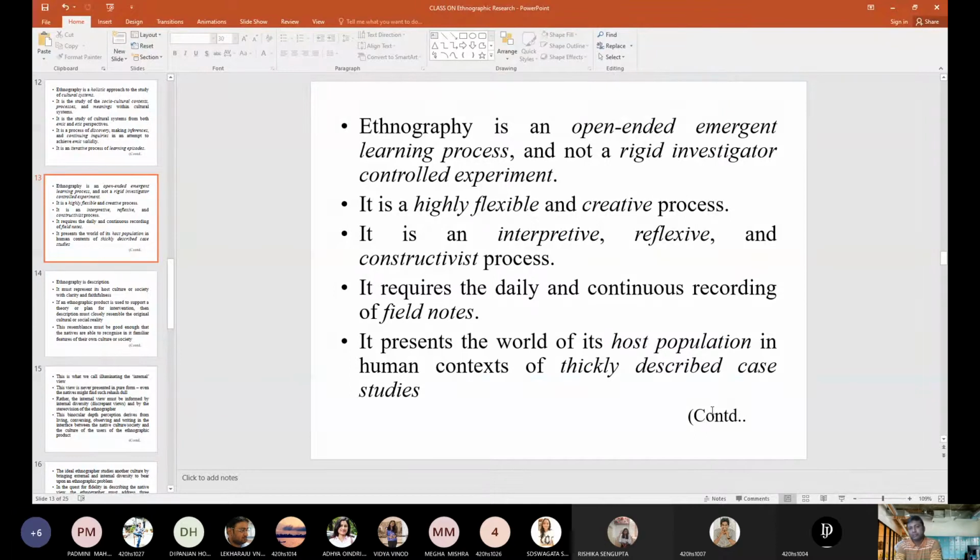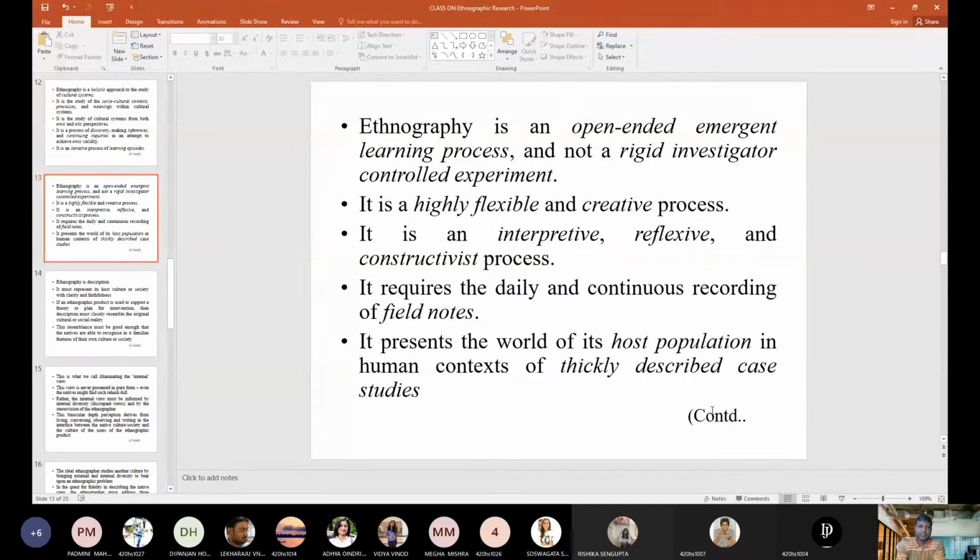So let's look into this: ethnography is an open-ended, emergent learning process and not a rigid, investigator-controlled experiment. Because in ethnographic research, we are not going to the field with a rigid structure to collect information. Rather, what we mostly use is open-ended discussion. We use an open-ended, unstructured questionnaire or checklist, and we have an open-ended discussion with the respondents, and from that we collect the information.